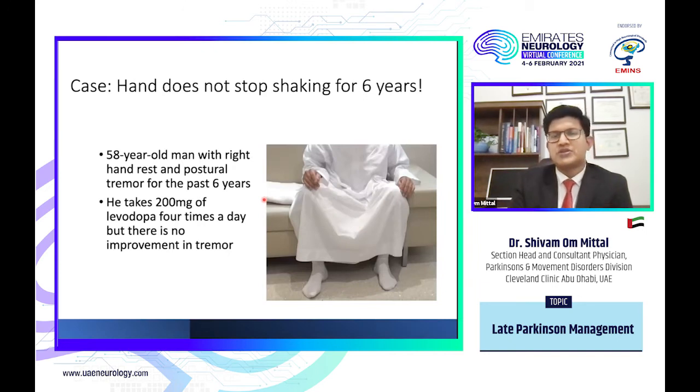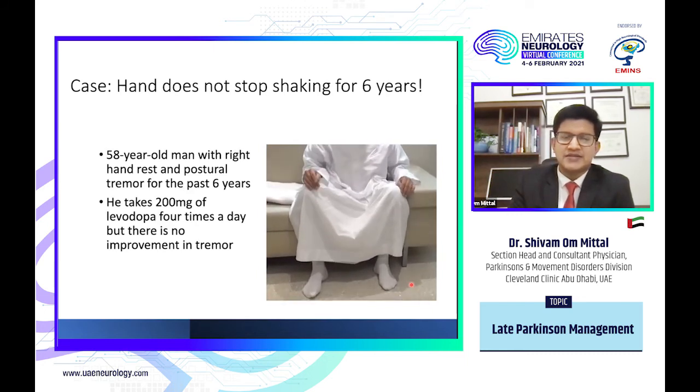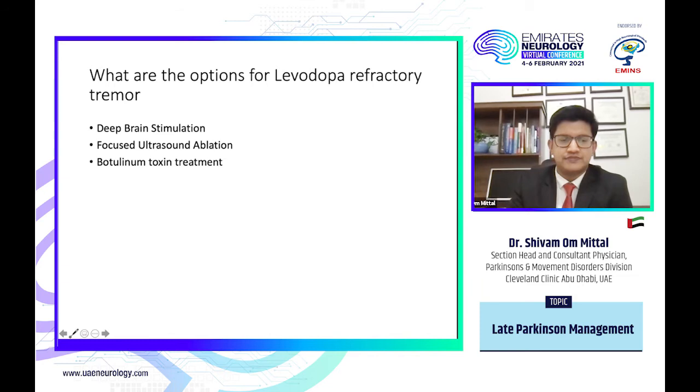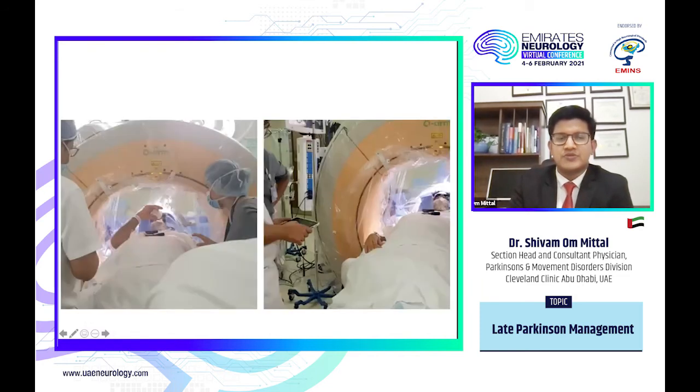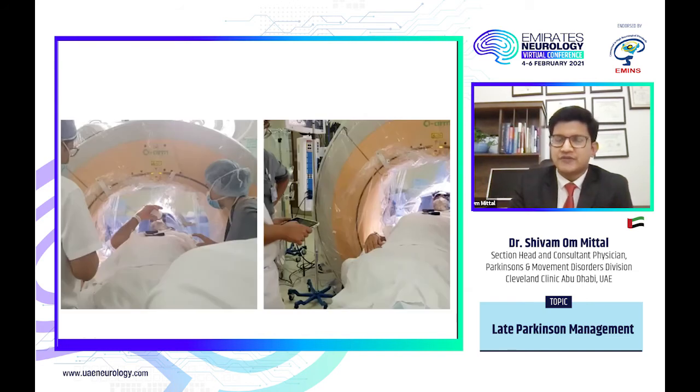Now, coming to a patient who has a tremor, an elderly man, around 58 years old, who has had a lot of tremor for the past 6 years. He takes a high dose of dopamine medications, but his tremor is not under control. So what option would you consider in this patient? We can go with DBS, we can go with focused ultrasound ablation, or we can do Botox treatment for hand tremor. So this patient went for DBS at Cleveland Clinic Abu Dhabi.